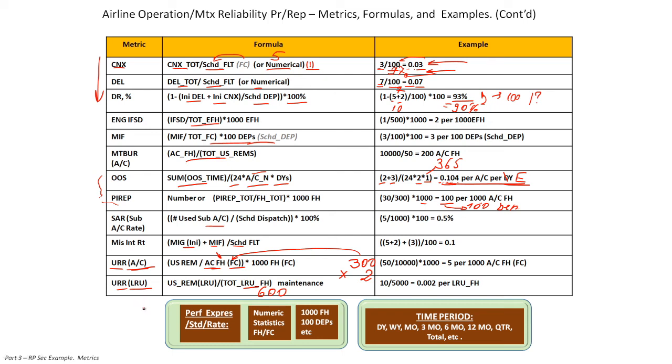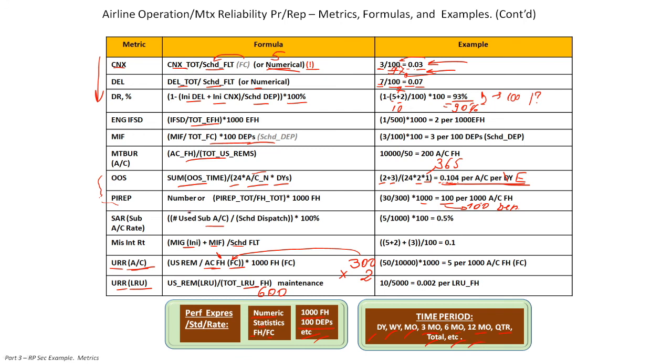And last but not least, as a summary here, performance expression, standard rates. We can use a numerical number, as we said here, 5 for example, right? Statistics, percentage, right? Flight hours, flight cycles, 1000 flight hours, 100 departures, etc. Time period: daily, weekly, monthly, 3 months, 6 months, 12 months, quarterly, total, etc.